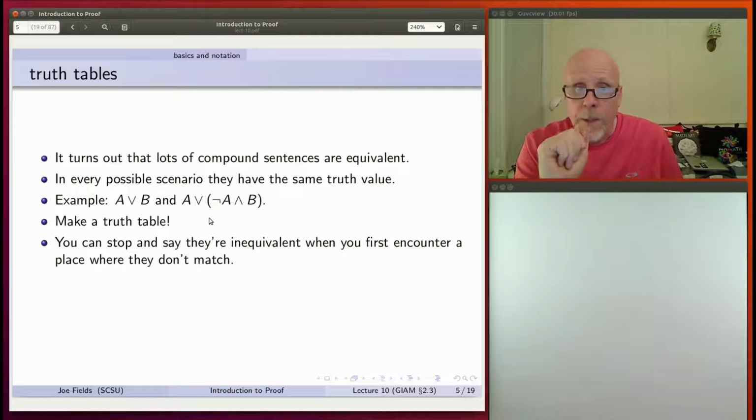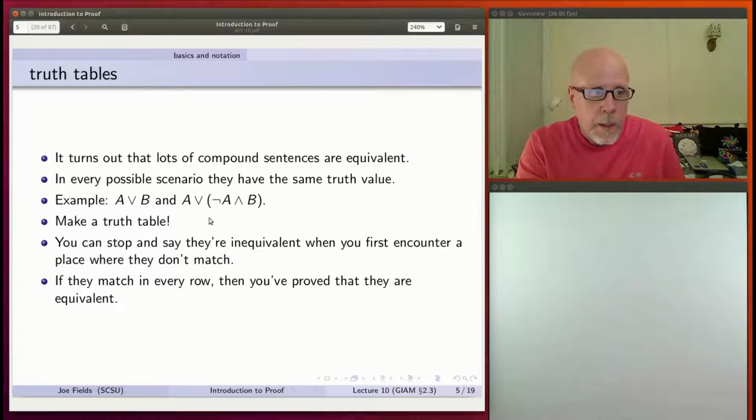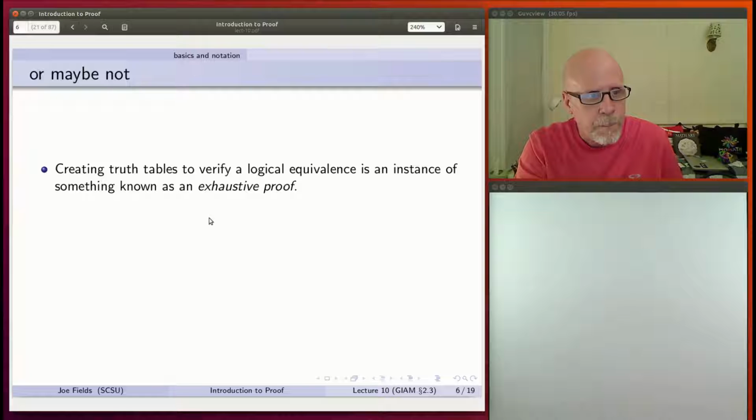Oh yeah, good point. You can stop as soon as you find a place where they don't match, right? So if you do encounter a place where they disagree, there's no sense completing the rest of the table. Just circle the disagreement and say they're inequivalent. The argument that says they are equivalent needs to go all the way, though. You have to go completely through the table and finish it fully before you can say they're equivalent.